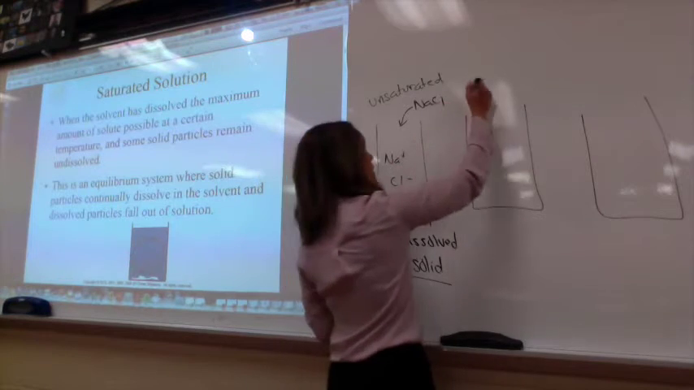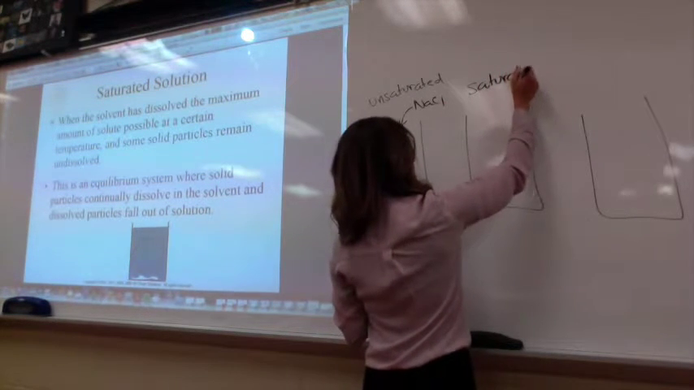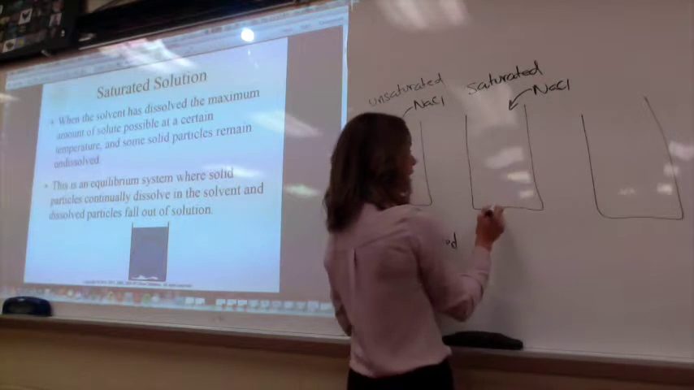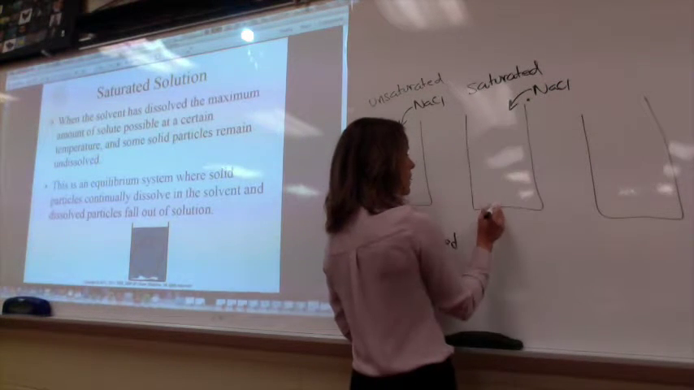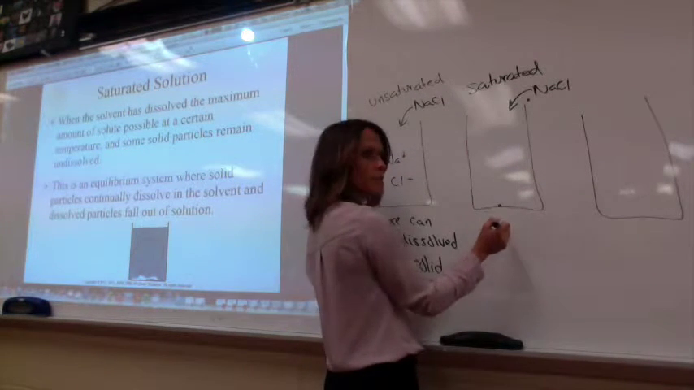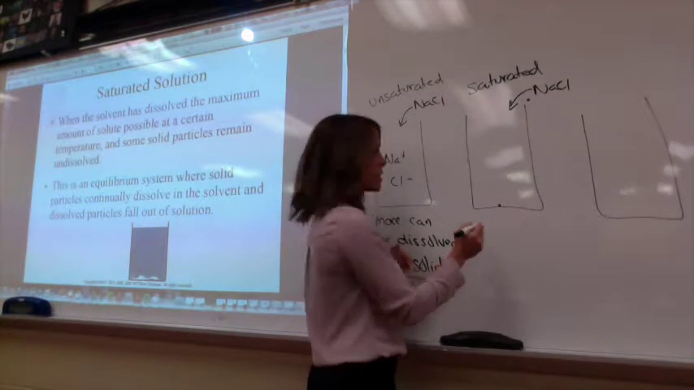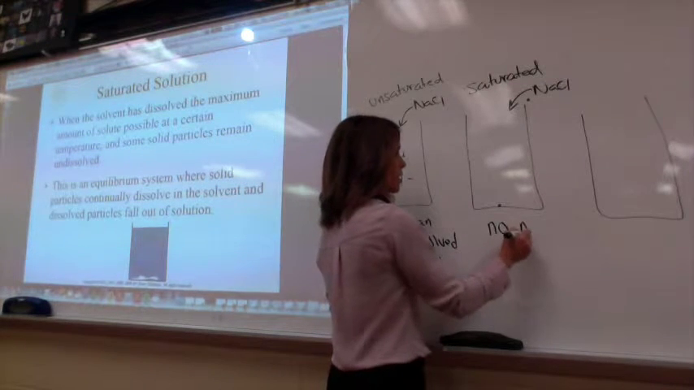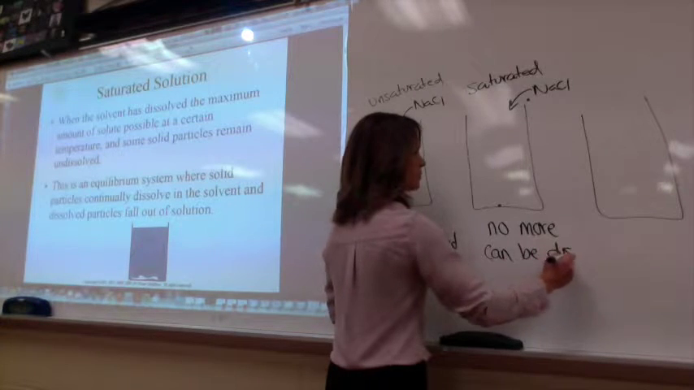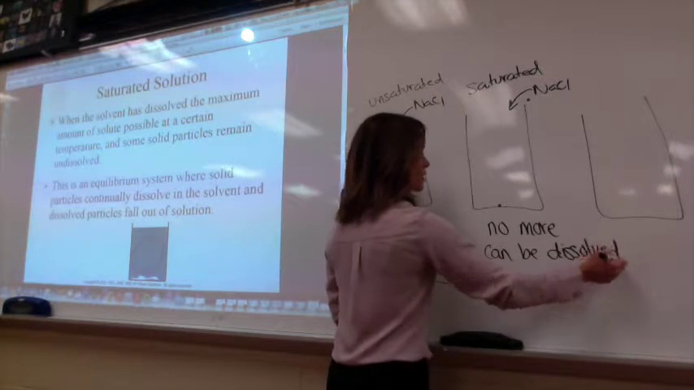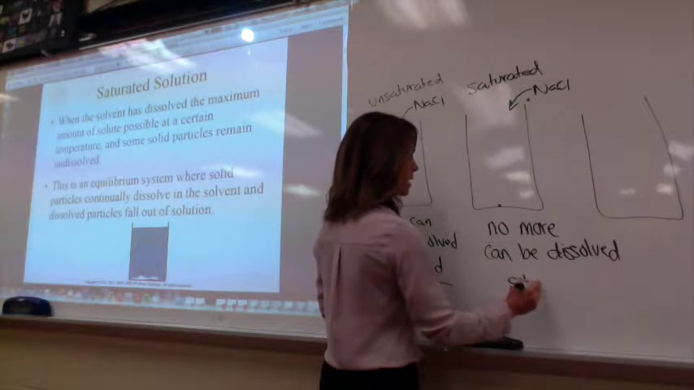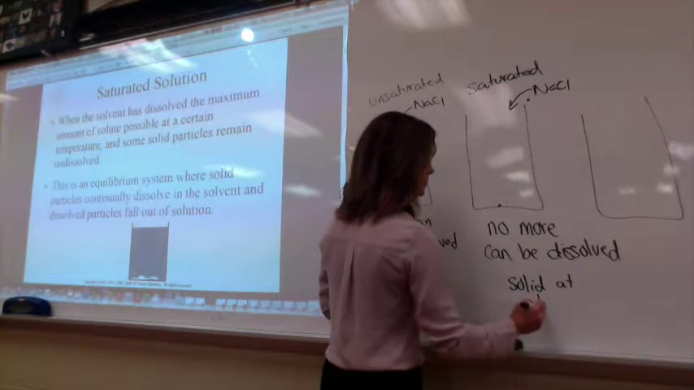The next one would be a saturated solution. I dump in my sodium chloride, and I put in one extra crystal of sodium chloride, and it comes right down to the bottom and falls out. So no more can be dissolved. You've reached your maximum concentration in that solution, and we call that saturated. So, solid at the bottom.